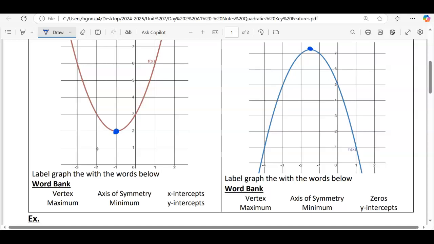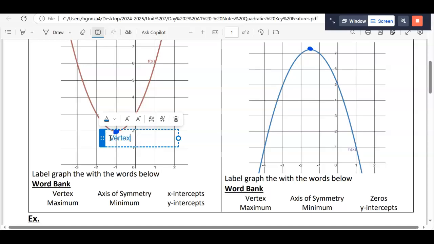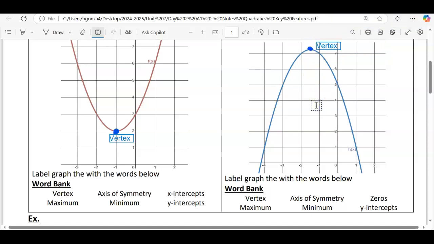Now, at the top or the bottom where it changes direction, that's called a vertex. Go ahead and write that in here. Vertex. I'm typing, you write it either way. Vertex. Is everyone with me so far? Vertex is either at the bottom or the top. It's where it changes direction.